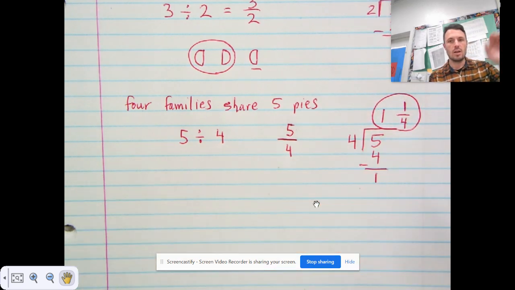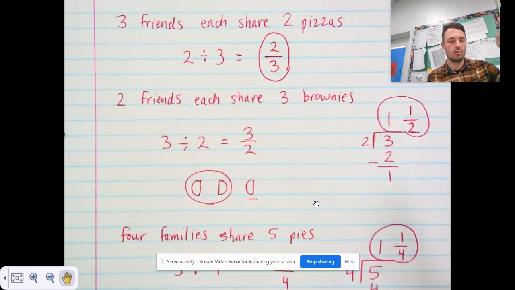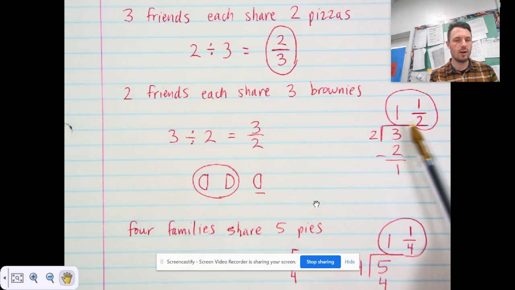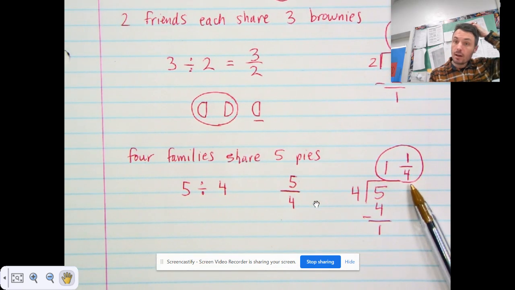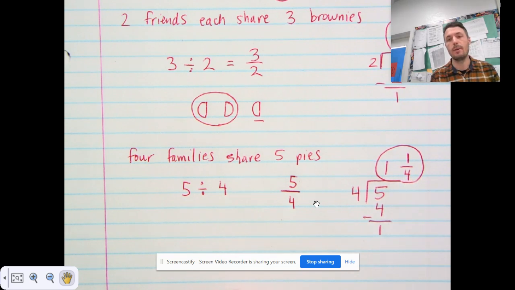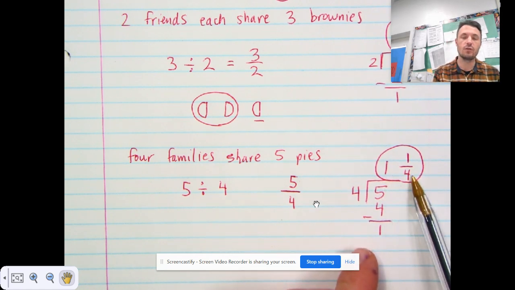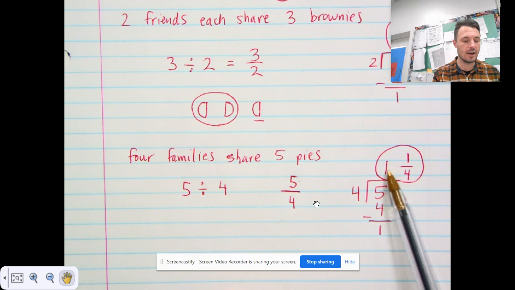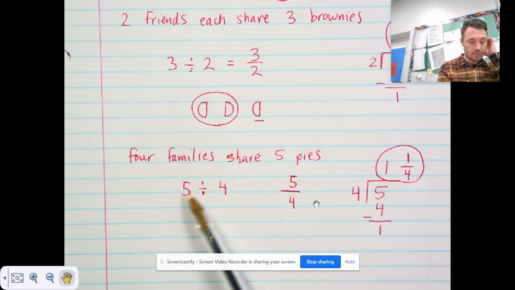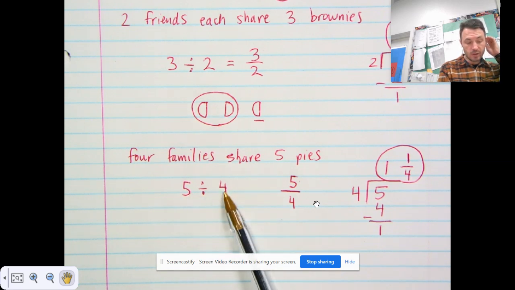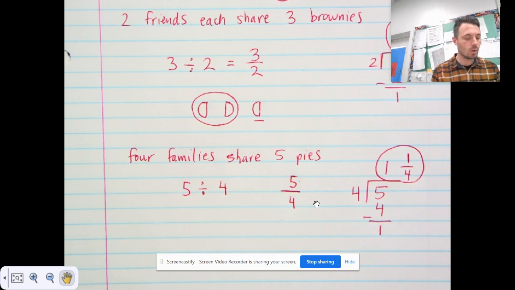And I meant to explain it up here with this one. Whenever you have a whole number and a fraction, that's called a mixed number. It means you have a whole plus a little more that doesn't quite equal a whole. So here we have 1 whole pie plus 1/4 of the pie. And that's what each family gets. Each family gets 1 whole pie and then 1/4 of one of the other pies. Okay, so 5 divided by 4, 5 pies shared by 4 families is 1 1/4.